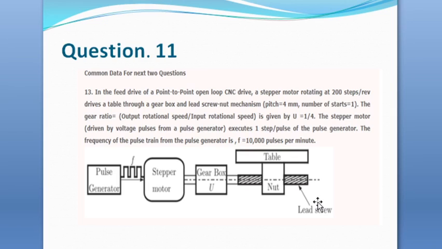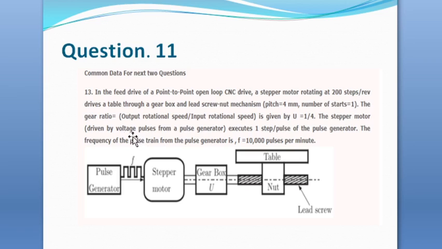The problem number 11. In the feed drive of a point-to-point open loop CNC drive, a stepper motor rotating at 200 steps per revolution drives a table through a gearbox and a lead screw nut mechanism. Pitch value is given 4 mm. Number of starts, single start thread.